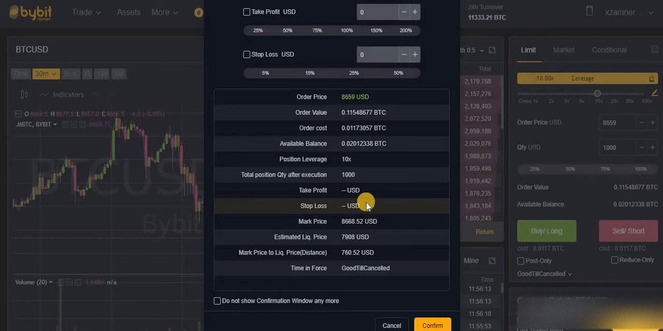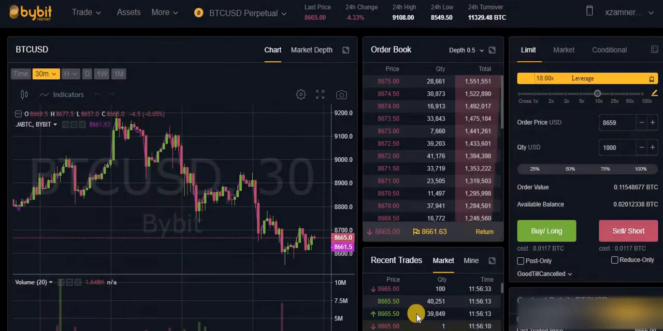As you can see, this is my order price at 8659 USD. This is the order value, which is 0.115. My cost price is just 0.011. Now take a look at my estimated liquidation price at 7908. This is below the price, right? At 10x leverage. So let me try this for 25x leverage.